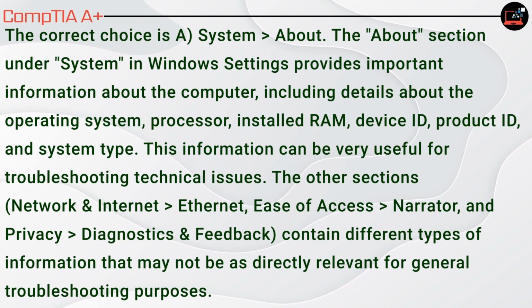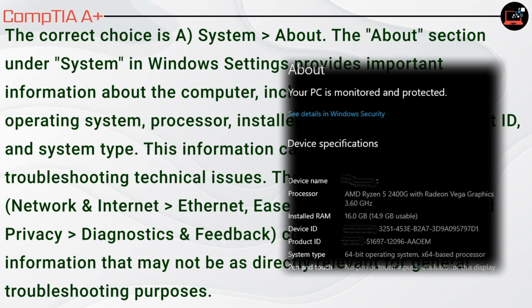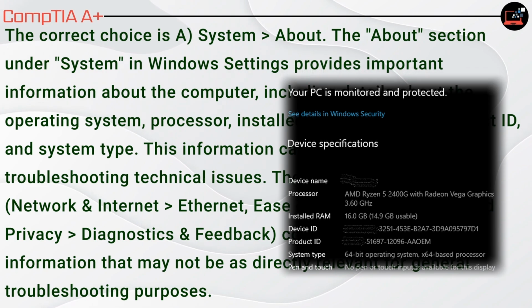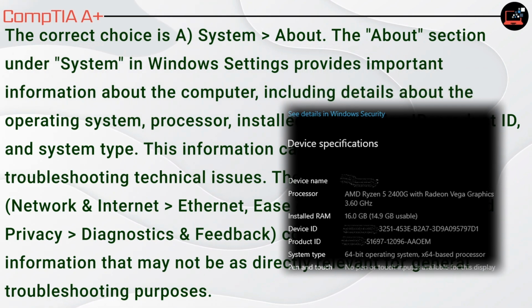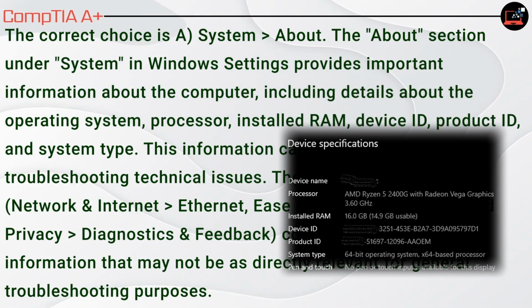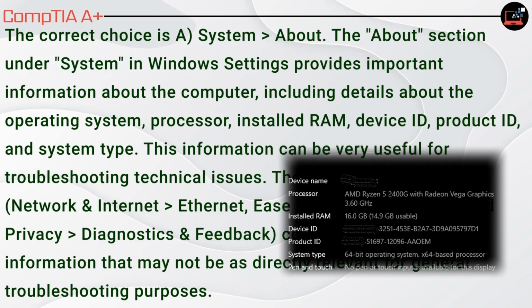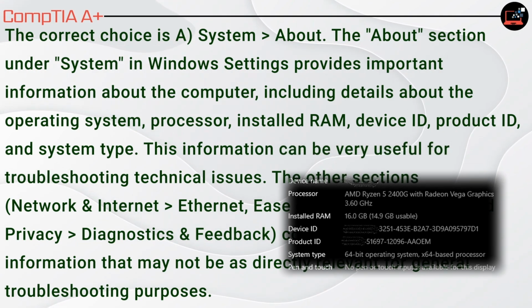The correct choice is A. System, About. The About section under System in Windows settings provides important information about the computer, including details about the operating system, processor, installed RAM, device ID, product ID, and system type. This information can be very useful for troubleshooting technical issues.